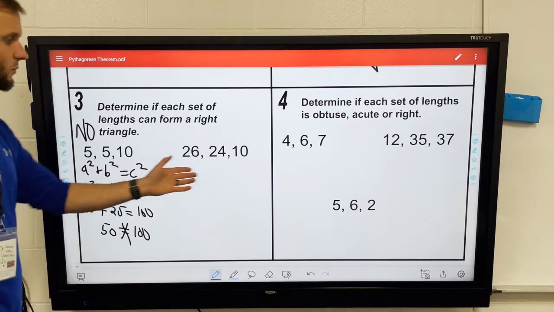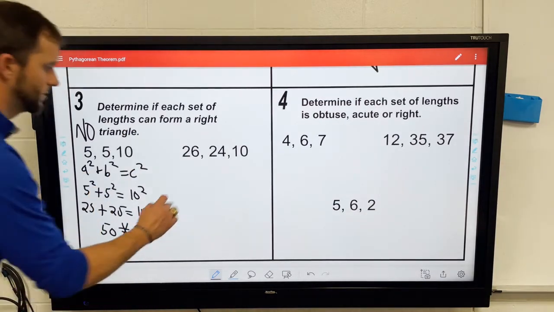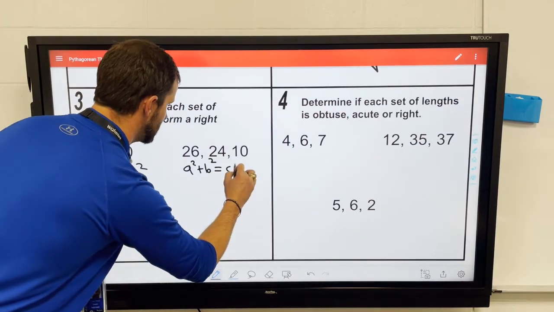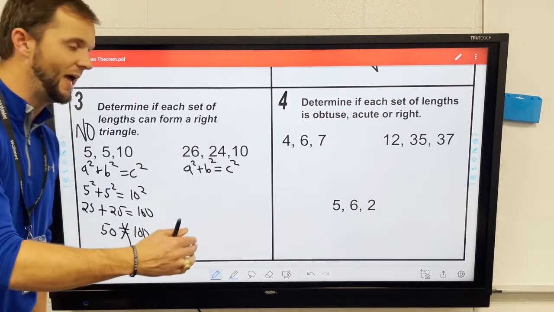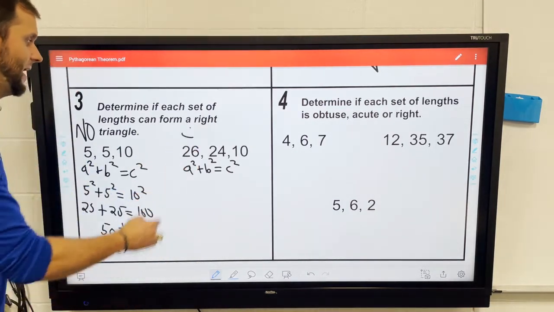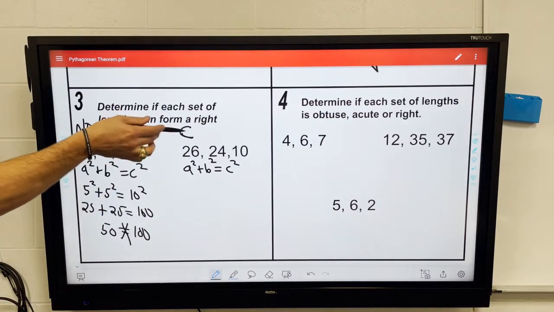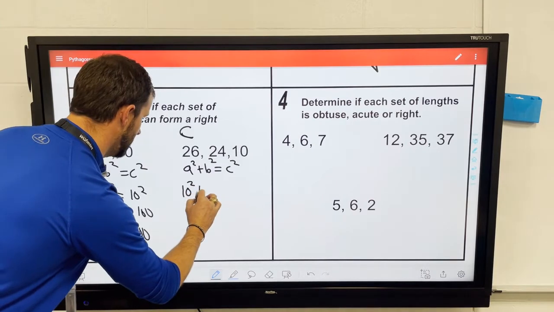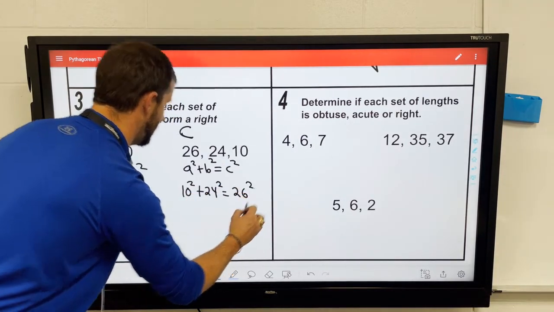So I've been given 3 side lengths, and I need to figure out if it forms a right triangle or not. So again, I'm going to use a squared plus b squared equals c squared, right? Remember, your c value is always the longest leg. So this is my longest leg, so I've got to plug that in for the c. The other two, it doesn't matter if I plug it into a or b. So here we go. 10 squared plus 24 squared is equal to 26 squared, okay?